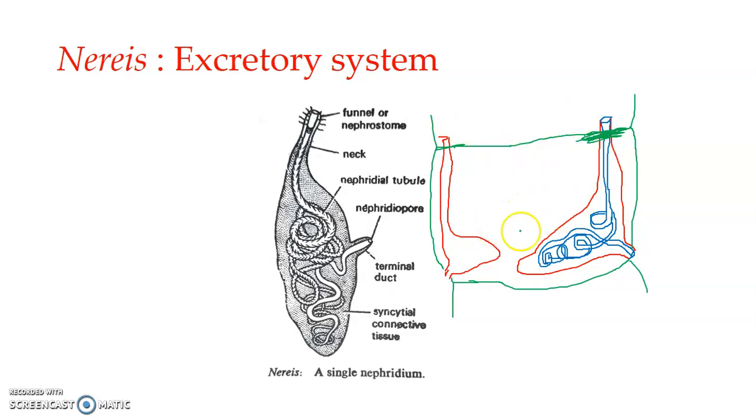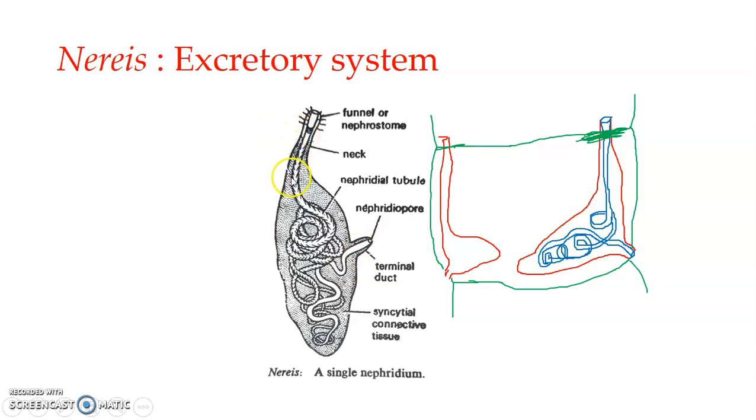This is the complete segment where the nephridium is placed, and this is the segment posterior to the nephridia-bearing segment. Now what happens is the neck penetrates through the intersegmental septa and extends a short distance into the adjacent anterior segment. Clear? Now this is the main body part. The main body part of the nephridium lies towards the ventral side of the segment. Fine.